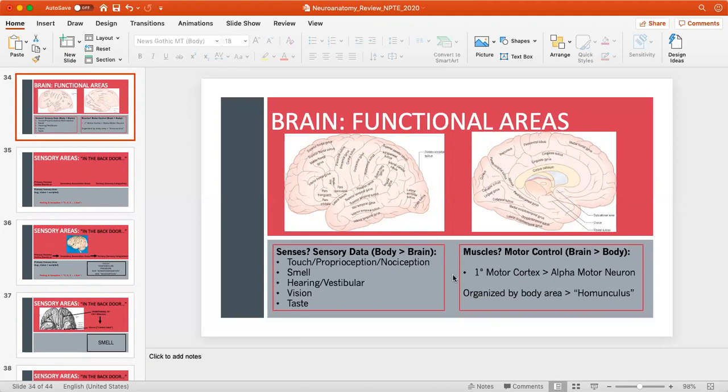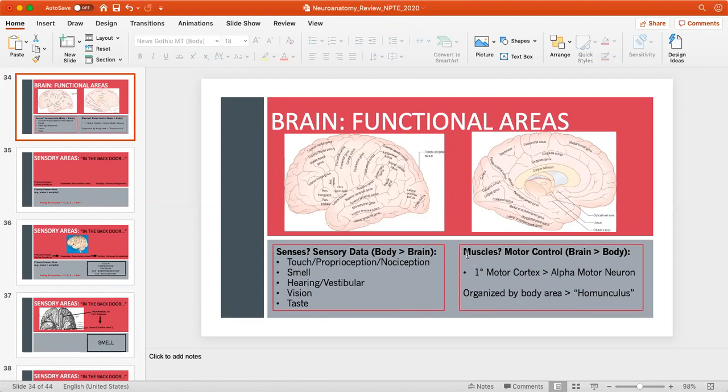So if we're thinking about senses or sensory data coming from the body to the brain, we're thinking about different areas that correspond with or provide function within these different sensory modalities, if you will. So touch or proprioception, nociception, smell, hearing, vision, taste, so special senses.